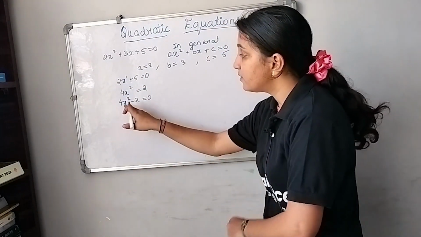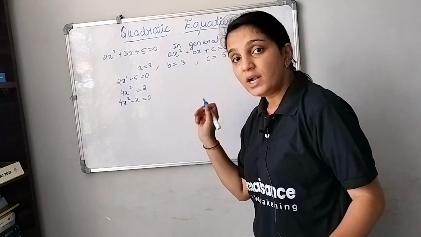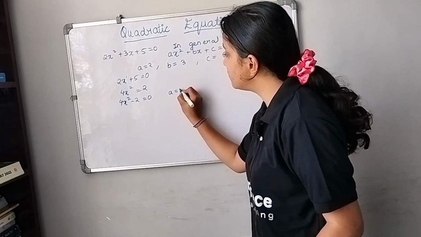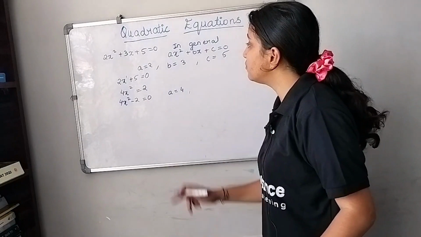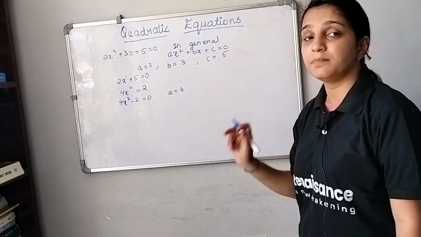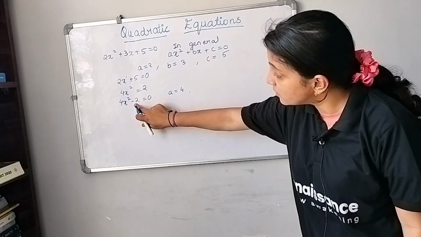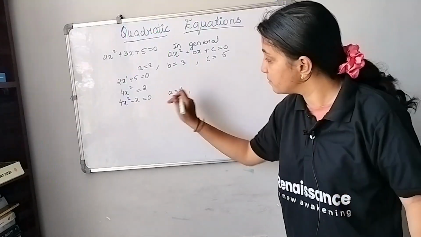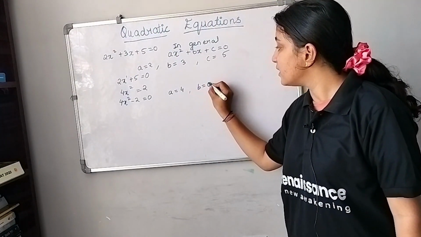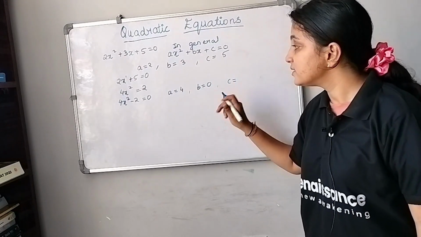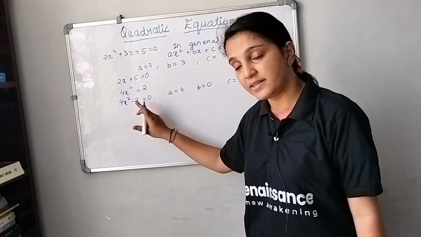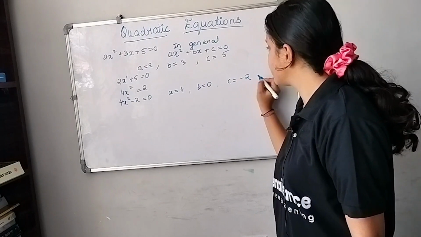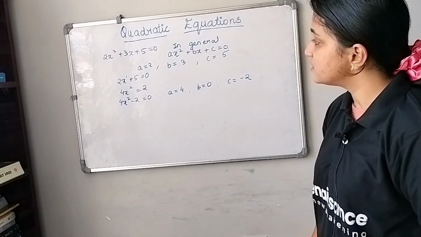Now whatever the coefficient of x square is called a. So a is here 4. Now the coefficient of x is b. So tell me, do you have b here? No, we don't have an x term here. So b is 0. Then c is what? c is the constant here, that is minus 2. Okay. Now this is done.